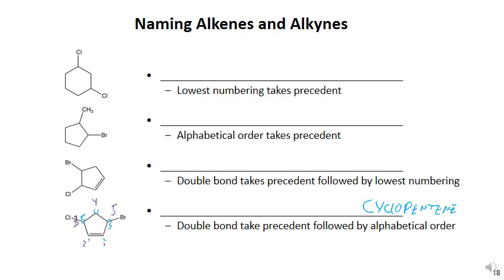What color do we want? How about back to purple? Or we could go 1, 2, 3, 4, 5 with the chloro at 3 and the bromo at 5. So how do you want to do that? Well, we want to do blue because we want bromo to be the lower number. So we're going to say 3-bromo, 5-chloro, cyclopentene. Very nice. That's what we're looking at.